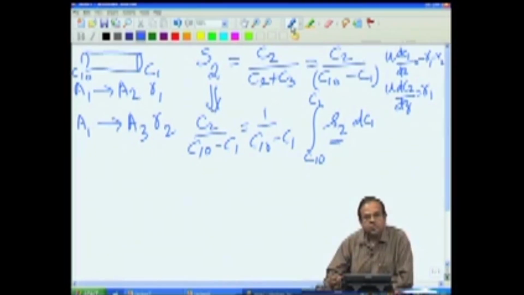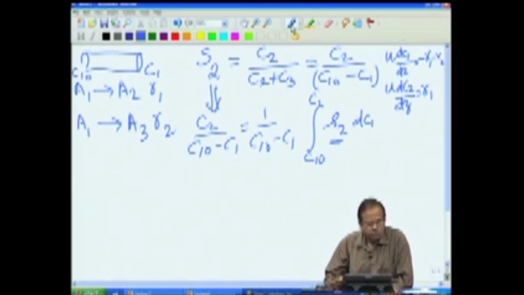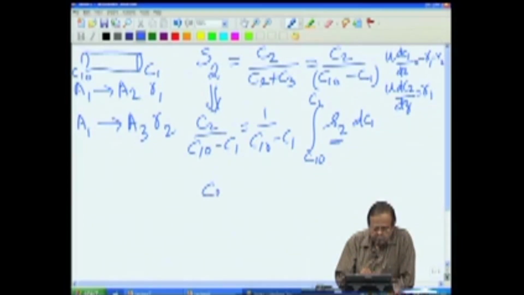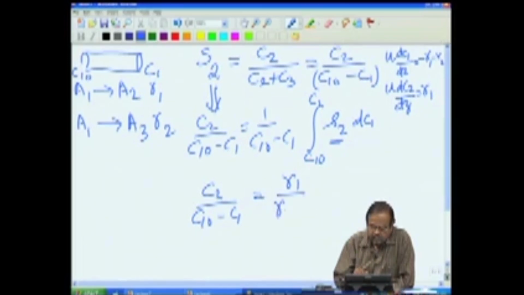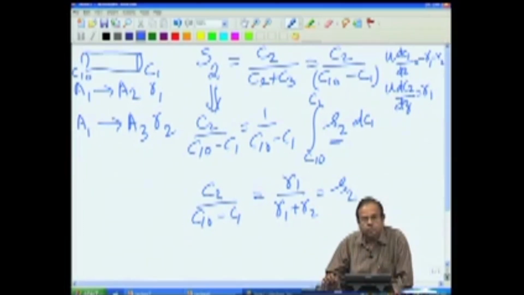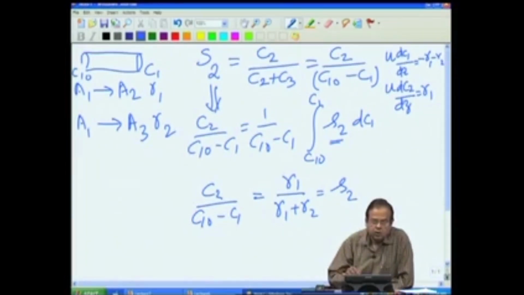What happens in a CSTR? You can once again write the mass balances for species C1 and C2 and rearrange the equations, and we will get C2 by C10 minus C1 as R1 by R1 plus R2, which is nothing but S2. We will get equal to S2.